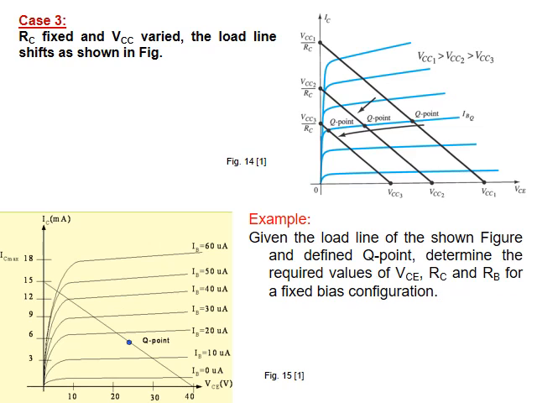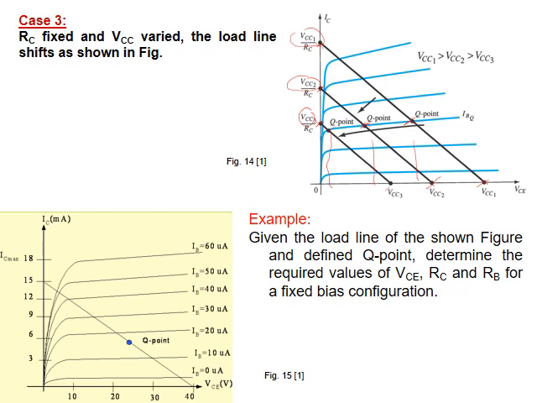One more picture is when VCC changes. It means VCC 1 here, VCC 2 here, we change it, and we can see that when VCC gets reduced, the whole line will move to the left. Again, the quiescent point will move.